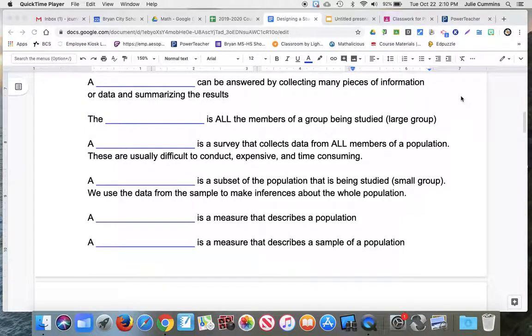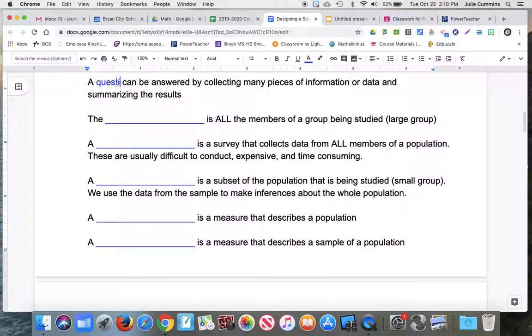We have a few vocabulary terms we need to run through, so we'll put those in here. So the first thing that we want to discuss is this is called a question. More specifically, a statistical question. We'll just leave it as question.